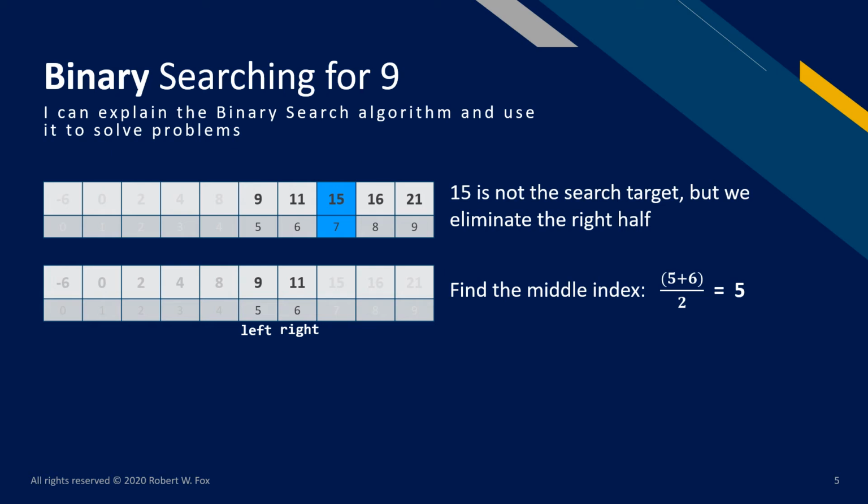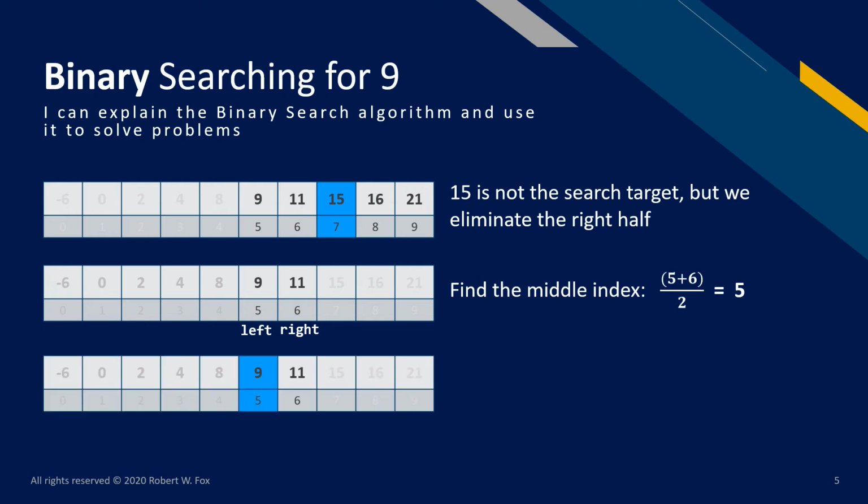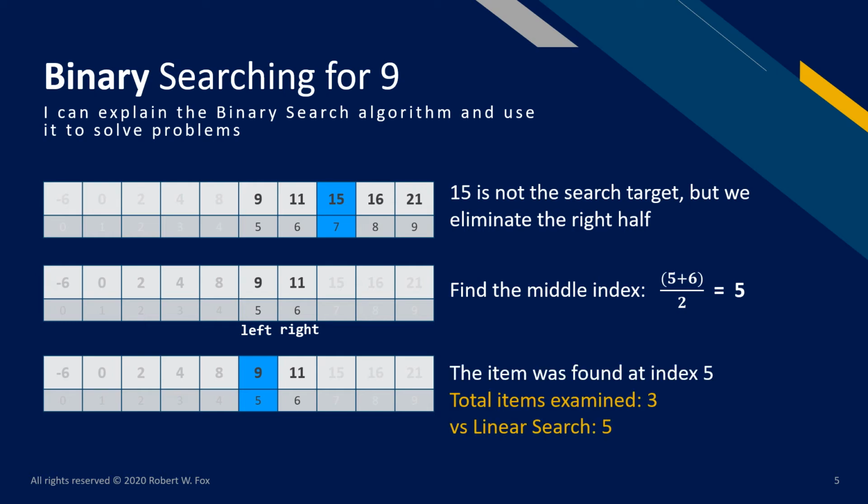And so now in just a couple moves, I'm already down to 2 elements. So let's find the middle. Left and right are really close to each other now. Left is element 5, right is element 6. If I add 5 and 6 and divide by 2, I find the middle index is indeed 5. And then I ask, is element 5 my search target? And of course, in this case, it is. So our item was found at index 5. The total number of items we examined was 3, versus a linear search, it would have taken 5 moves to get here.